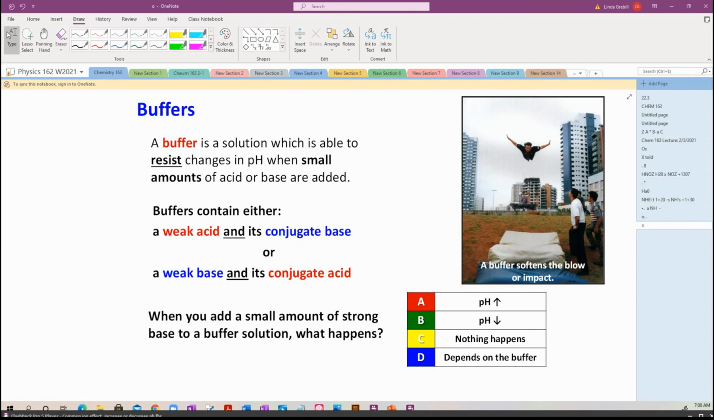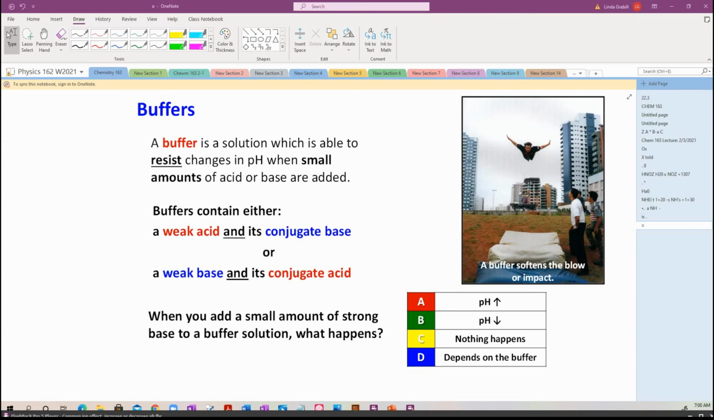But the pillows are going to soften the blow as he lands, not stop it. So I'm thinking he's going to regret his life choice once he hits, but he's not going to be as hurt or injured or in as much pain as if those pillows weren't there. So that's all a buffer does. It doesn't prevent the changes, it resists the changes. So if I add an acid or a base to a buffer, I am going to get only a small change in pH, but I will change it.